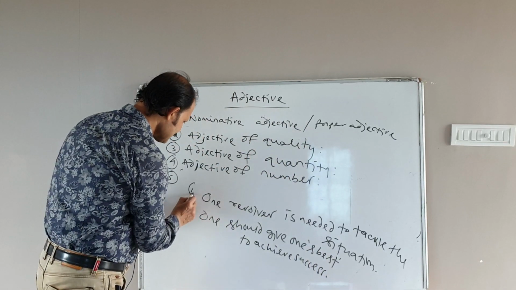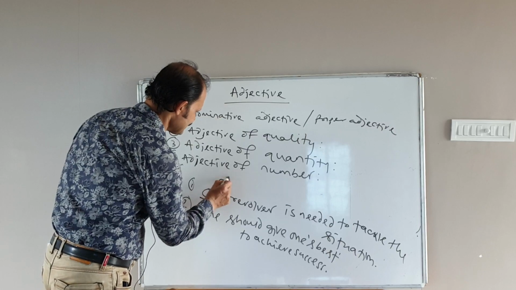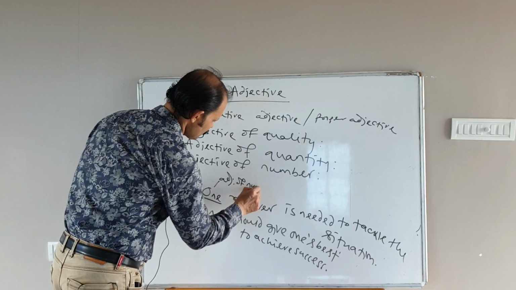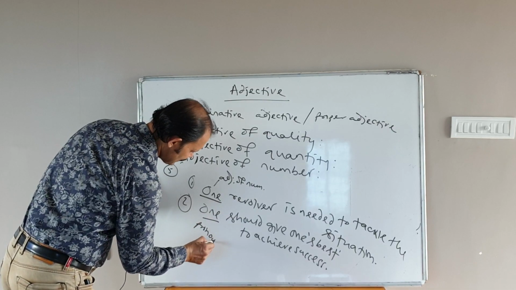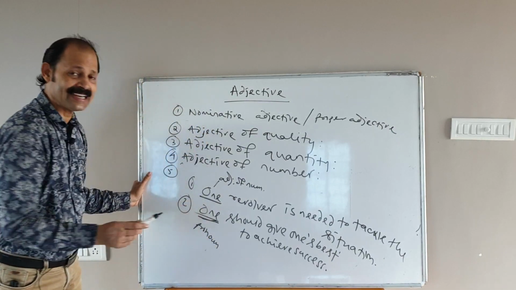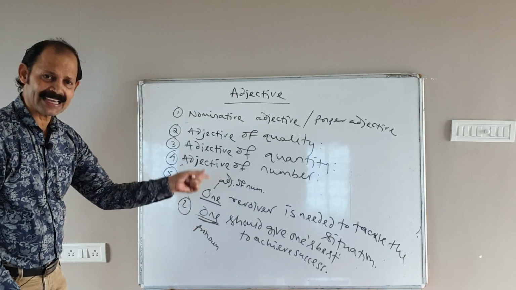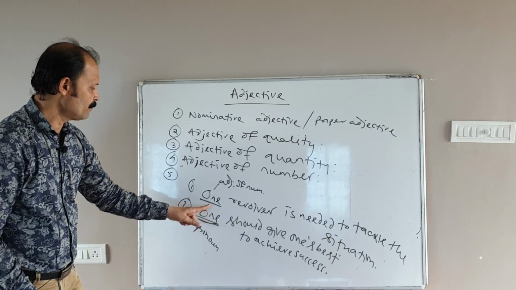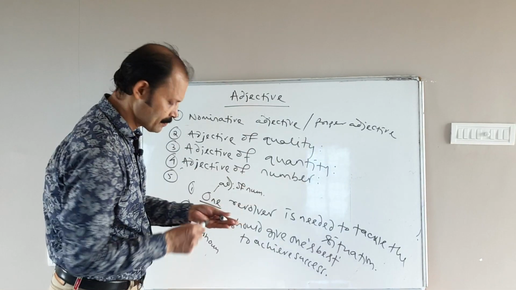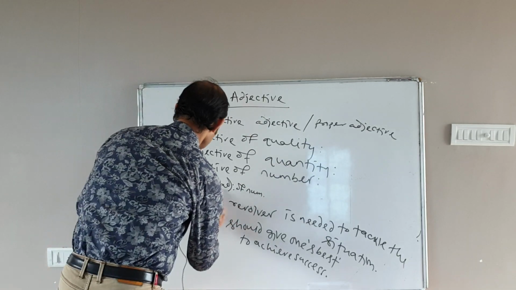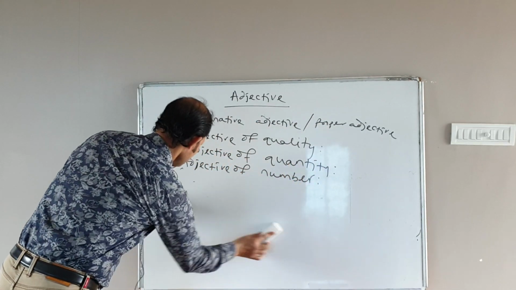In the first sentence, "one revolver," one is an adjective of number. But here, one is a pronoun, an indefinite pronoun. So the same word, if used in isolation, replacing a person or noun, is a pronoun. But if one is used before a noun to qualify it, it is an adjective of number.